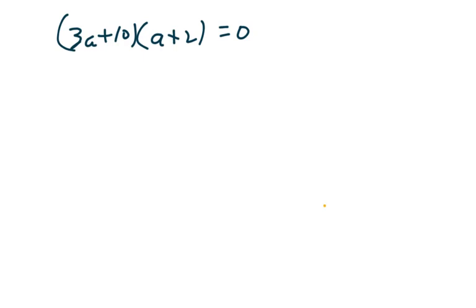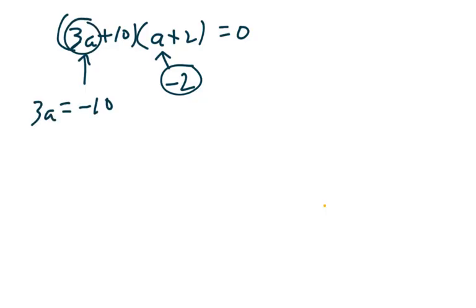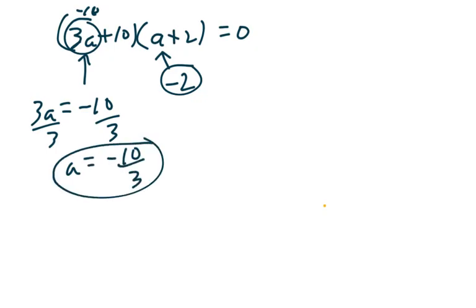And to solve this, this should be easy. Negative 2 plus 2 is 0. But here, I know 3a somehow has to equal negative 10, because negative 10 plus 10 is 0, right? So dividing by 3, a must be negative 10 thirds. So here are my two answers, negative 10 thirds and negative 2.